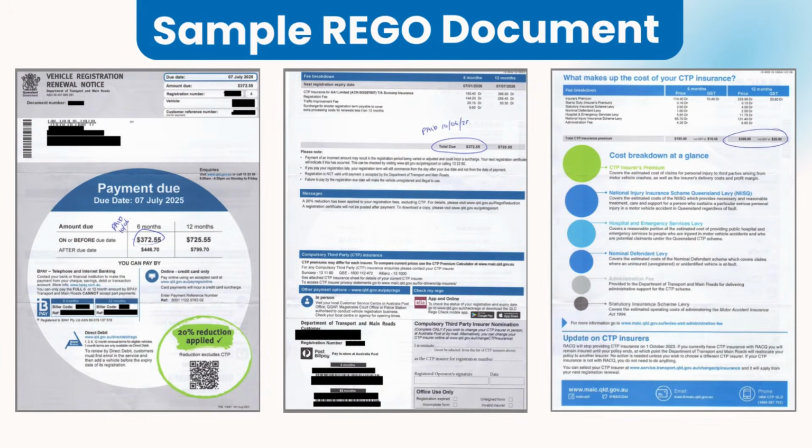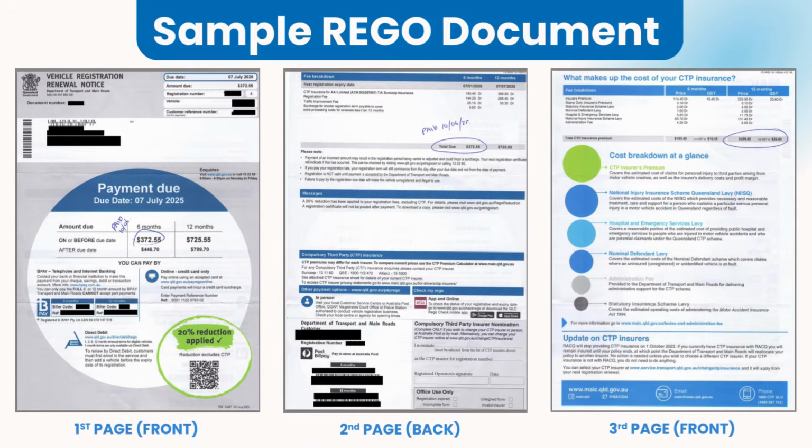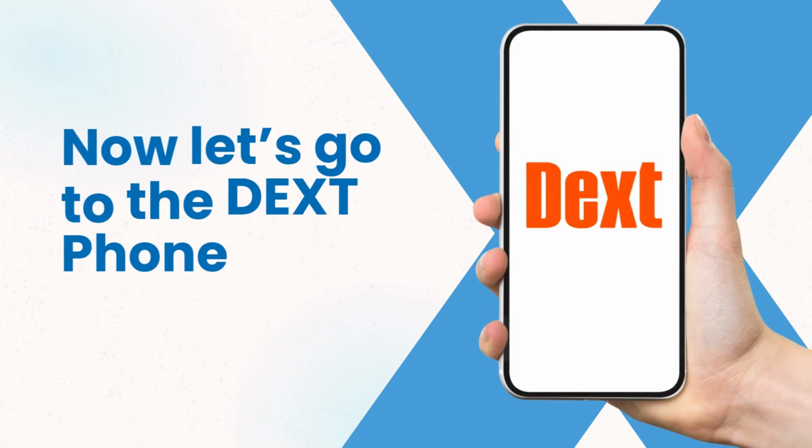This is a sample REGO document. Keep in mind the layouts and formats may vary depending on the source. Now let's go to the DEXT phone app.